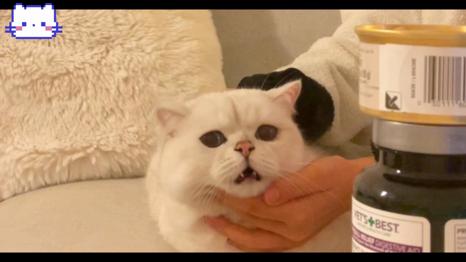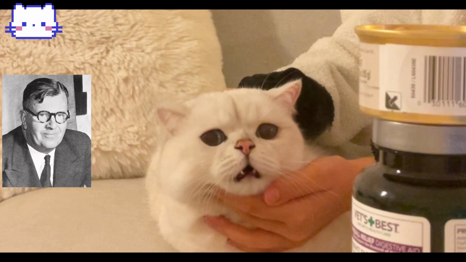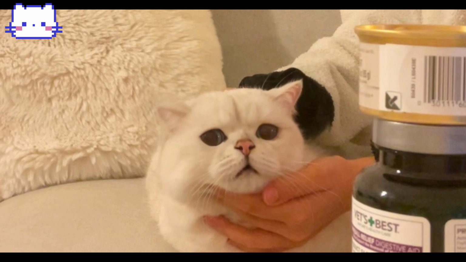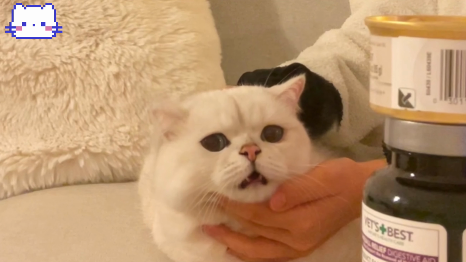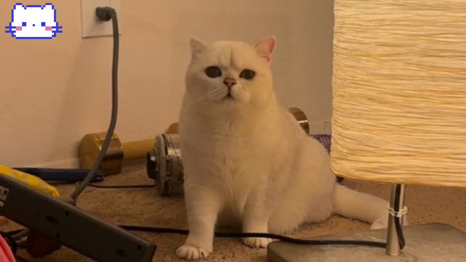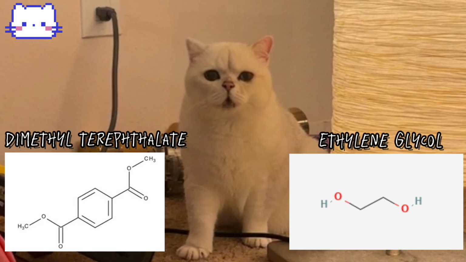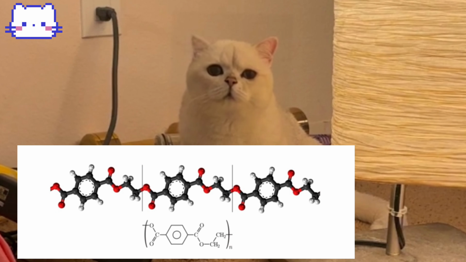PET was first prepared in England by J. Rex Winfield and James T. Dixon of the Calico Printers Association during a study of phthalic acid begun in 1940. Hmm, that sounds interesting. Can you tell me more about it? Of course. PET is made of two key ingredients, terephthalic acid and ethylene glycol, or dimethyl terephthalate and ethylene glycol. Together, they form long polymer chains like Lego blocks clicking together.